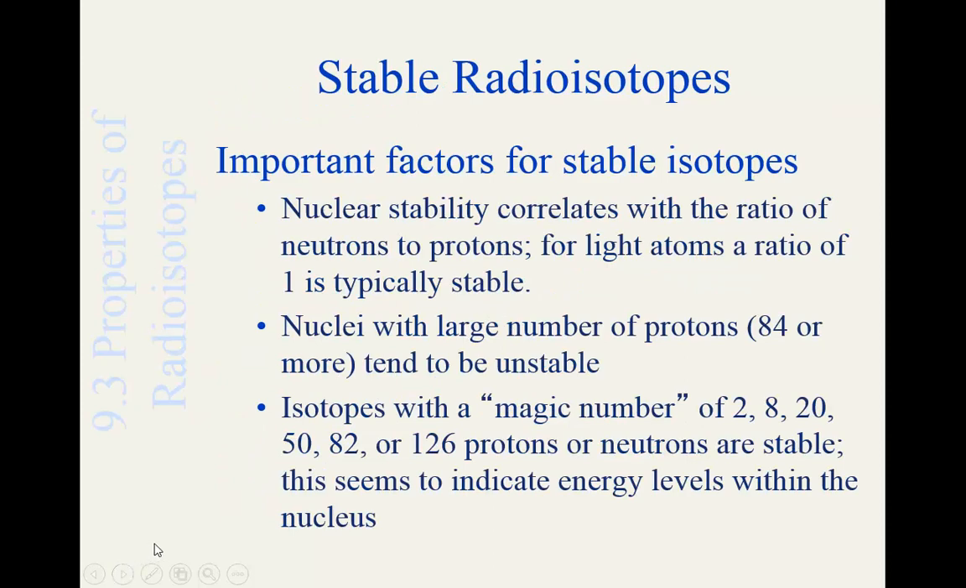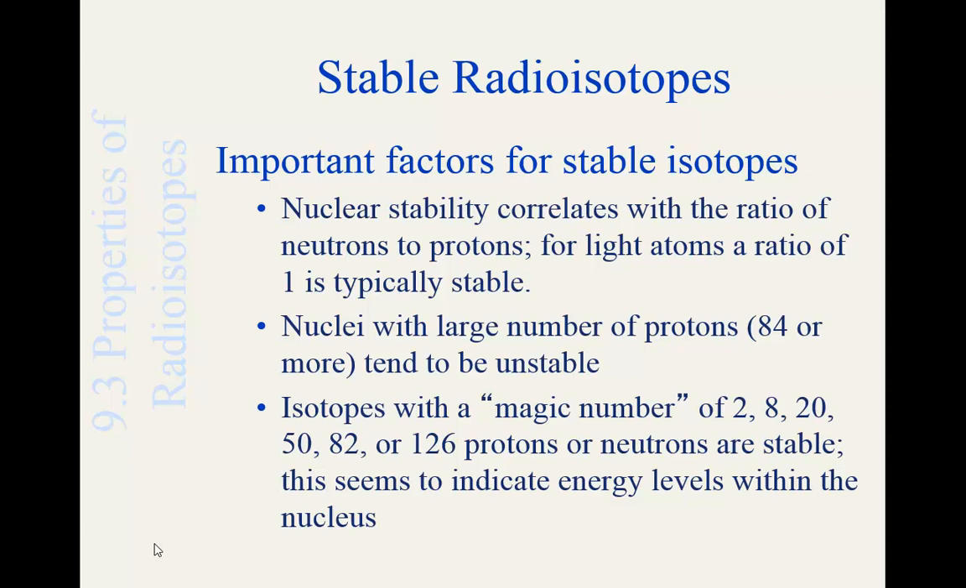So, stable radioisotopes. Nuclear stability correlates with the ratio of neutrons to protons. For light atoms, about 1 is typical for stable, so 6 protons, 6 neutrons. Nuclei with a larger number of protons, 84, tend to be unstable. So when we get to about 84, polonium on the periodic table, from that point on, we believe most of the nuclides are unstable, that they are going to fall apart or decay and release alpha, beta, or gamma emission.